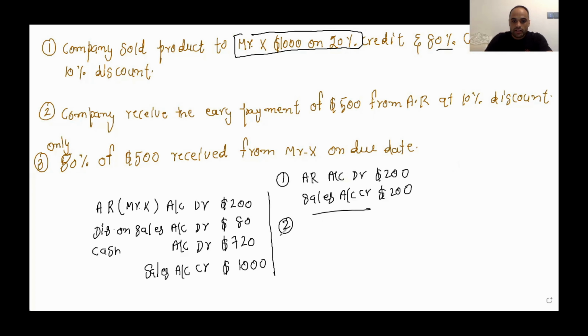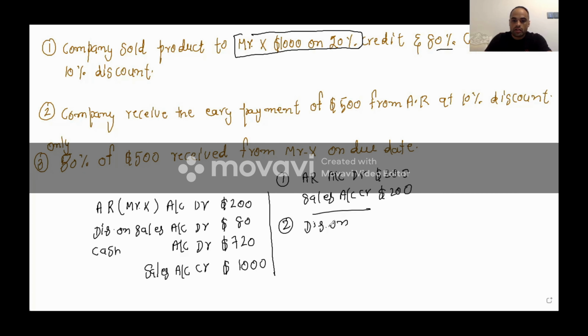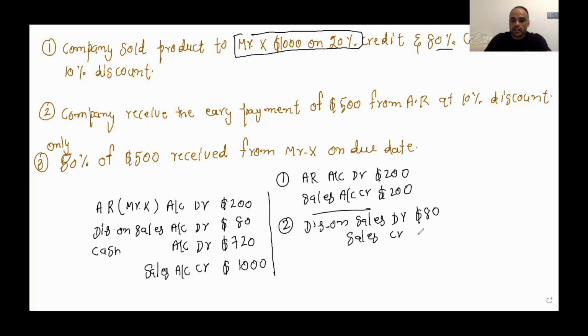Second journal entry is discounts. You are giving discounts. So discounts on sales debit, and sales credit, which is AD.